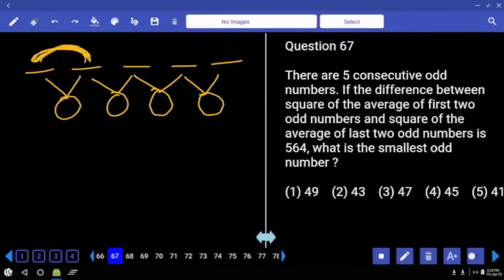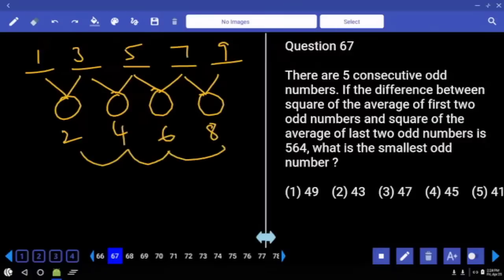These are consecutive odd numbers. So what is the difference here? Every consecutive odd numbers' difference is going to be 2. What is the difference between these two? 2 only. Take an example, 1 3 5 7 9. Between 1 and 3, what is there? 3 and 5.